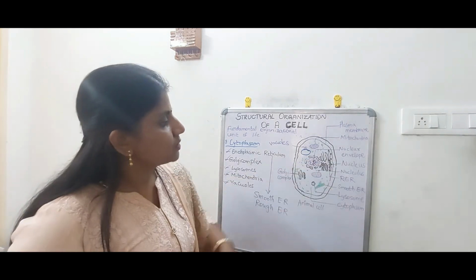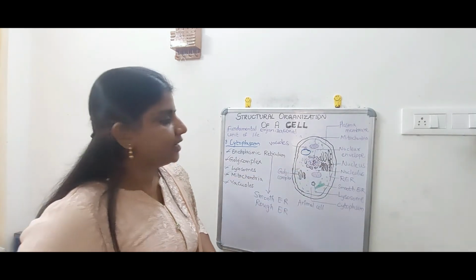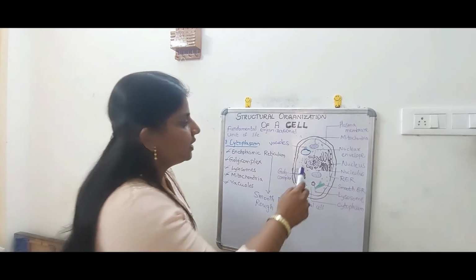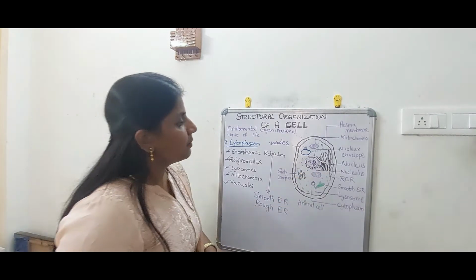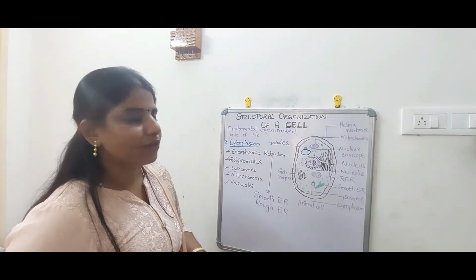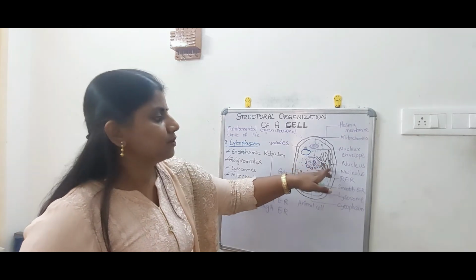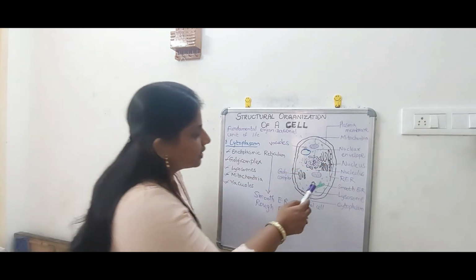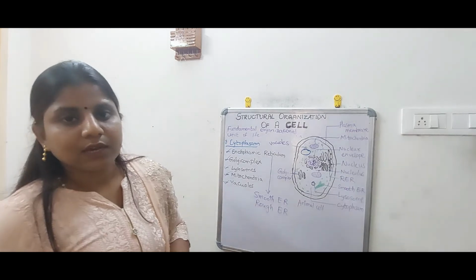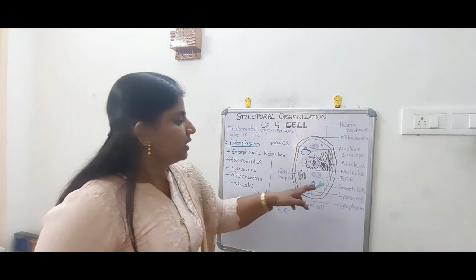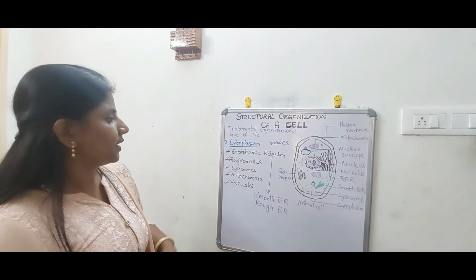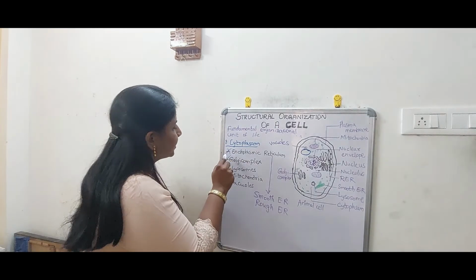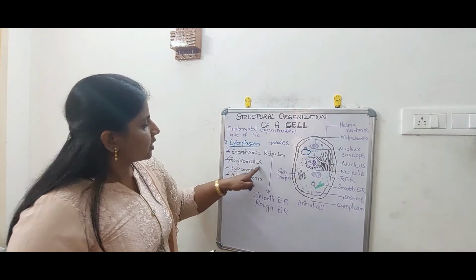These ribosomes are considered to be the site for protein synthesis, and this endoplasmic reticulum also helps in the transfer of material from the nucleoplasm to the cytoplasm, and the smooth endoplasmic reticulum helps in the production of lipids or fat. This is about the endoplasmic reticulum, and the next one is the Golgi complex.